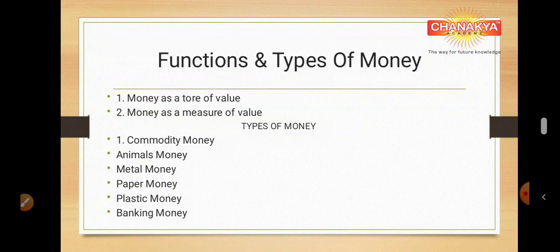Money as a measure of value. In barter system exchange, it was difficult to remember the exchange rate and values of each good and service. That is, 20 kg of rice equals how many kg of ghee, or 5 kg of ghee is equal to how many pairs of shoes, or 1 pair of shoes is equal to how many pieces of clothes. There was no common measure. You cannot measure meters of cloth and a pair of shoes together, right?